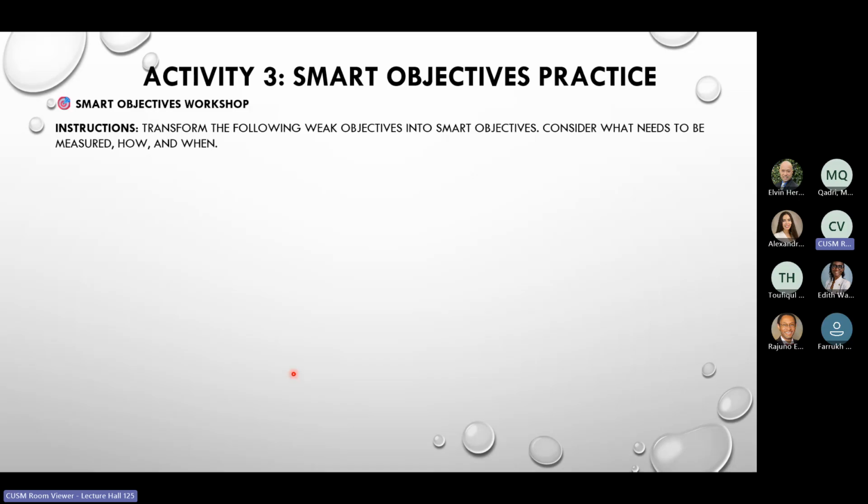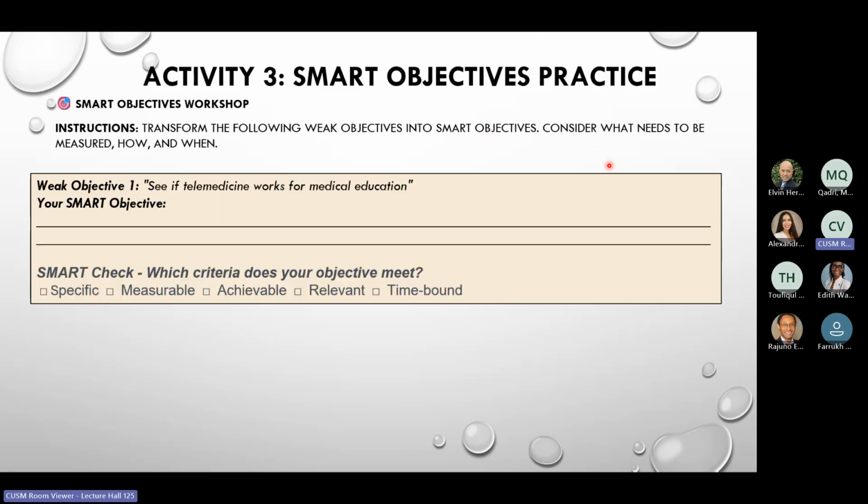Here's our activity. SMART objective practice. Our instructions are to transform the following weak objectives into SMART objectives and consider what needs to be measured, how, and when. Weak objective: see if telemedicine works for medical education. Here's a checkoff list. Is it specific, measurable, achievable, relevant, and time bound? Let's write our responses here. Take a couple seconds. I'll give you my stab at this activity for this response.